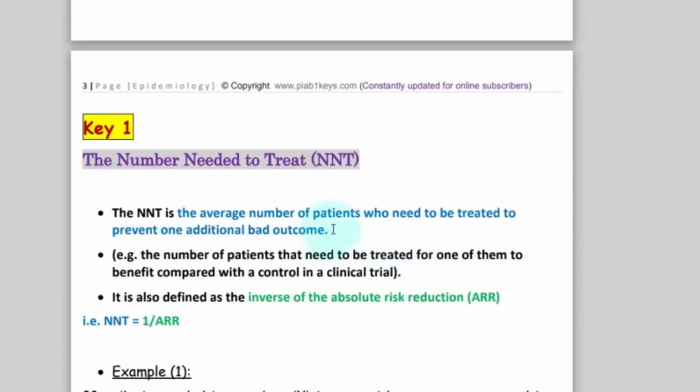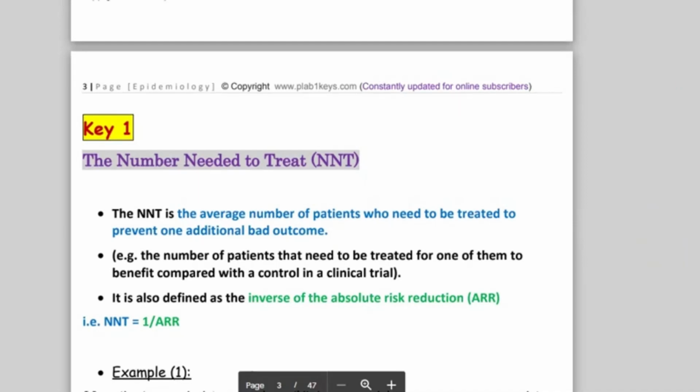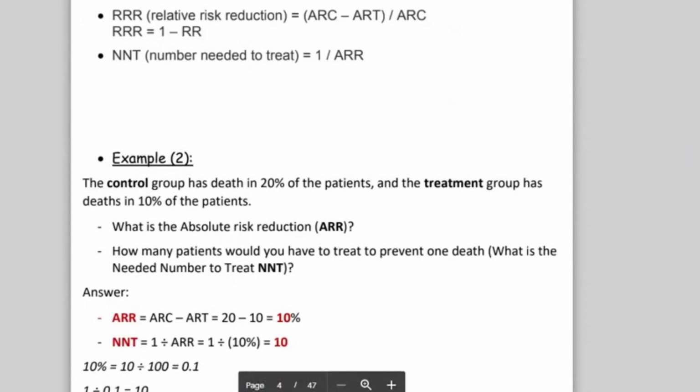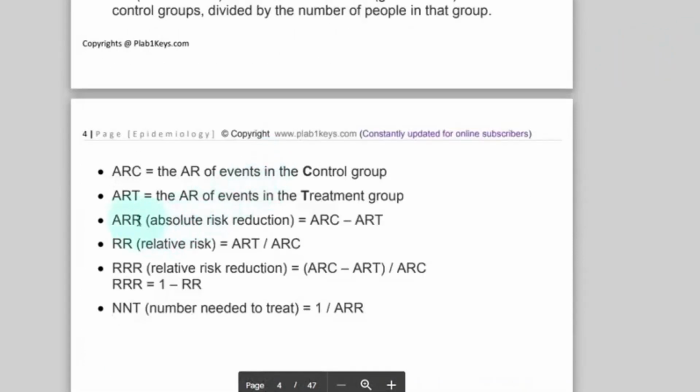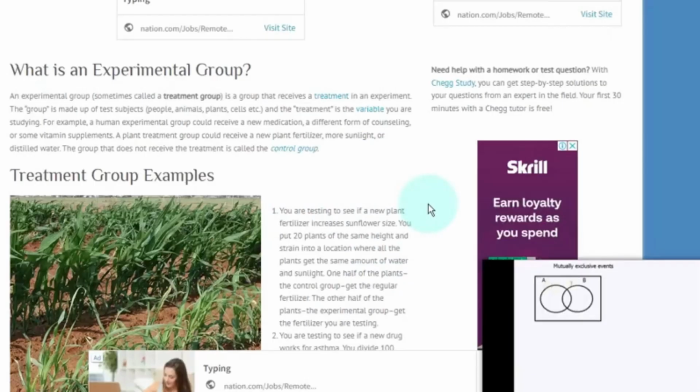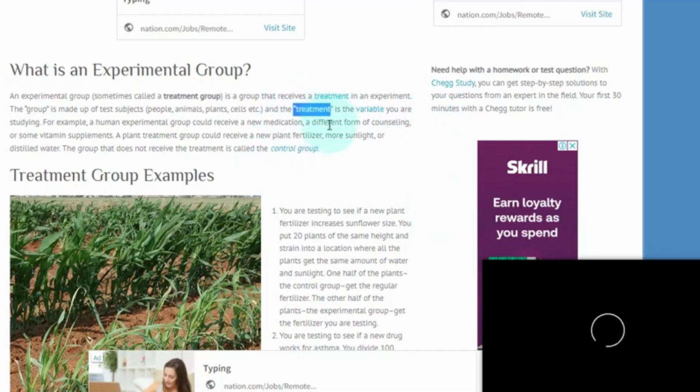The first concept mentioned is the number needed to treat. In order for you to understand this concept, you need to understand a thing that is called absolute risk reduction, ARR. Let me explain it. In order for you to understand the absolute risk reduction, I would need to teach you about what is a control group and what is a treatment group.